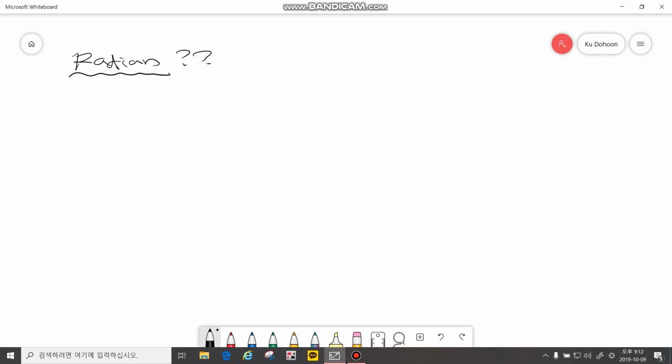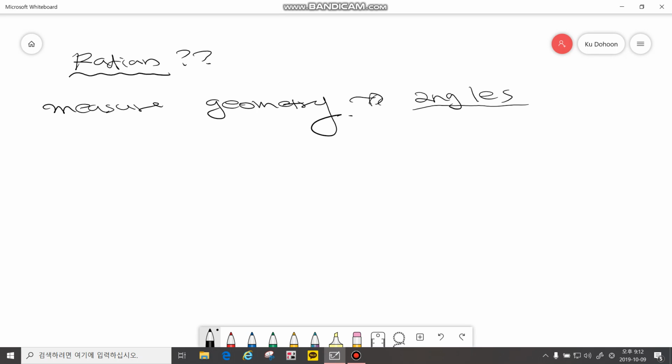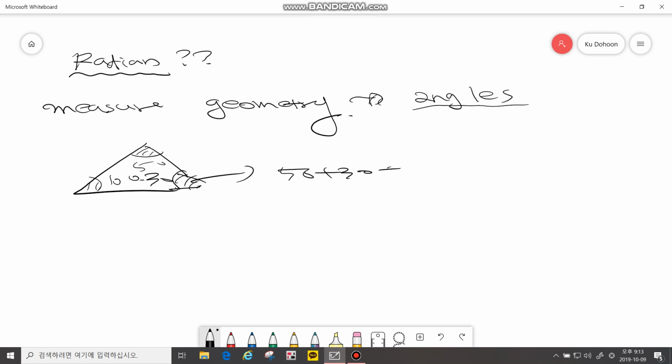So, when we measure something in geometry, what we use is actually angles. We use angles to measure an angle, right? For example, if you have a triangle here, and you want to measure this angle, maybe if this is 30, and this is 50, then this is going to be 100. So 50 plus 30 plus 100 becomes 180, right?